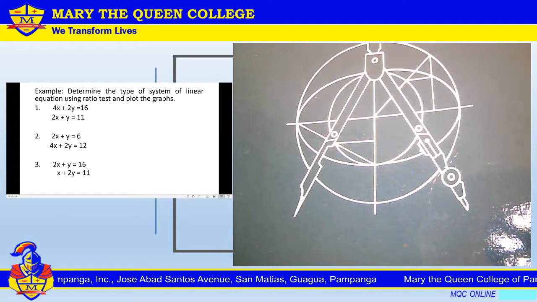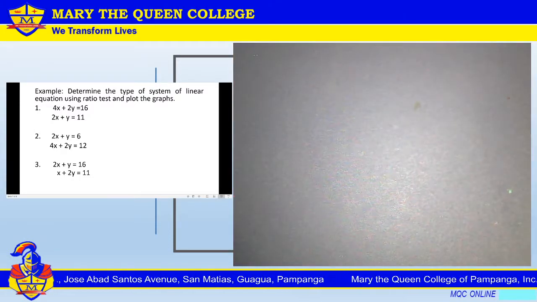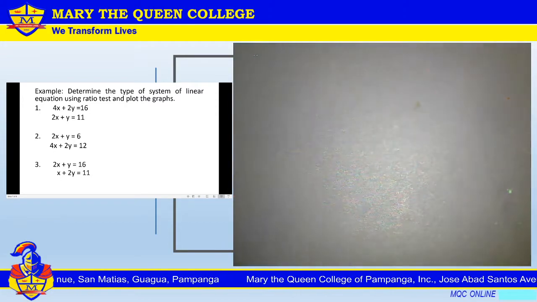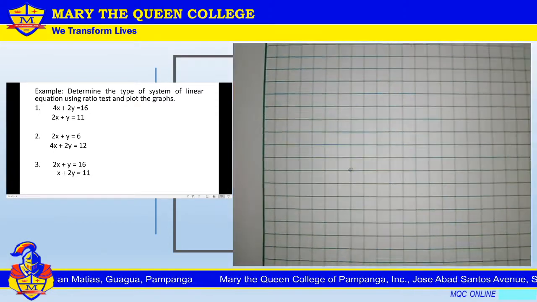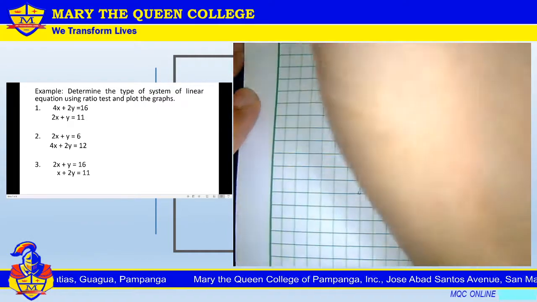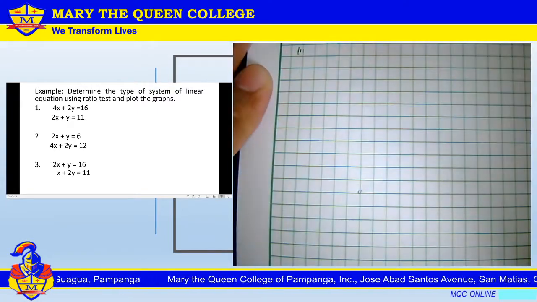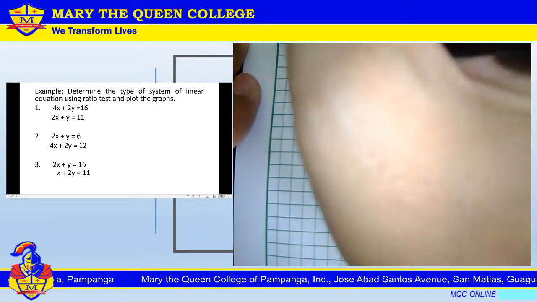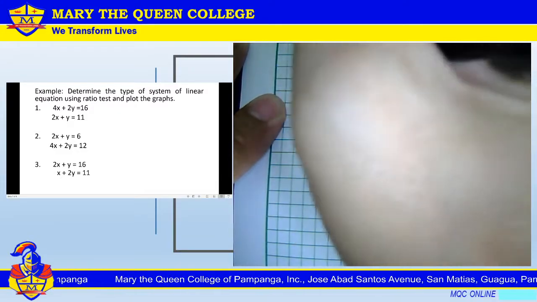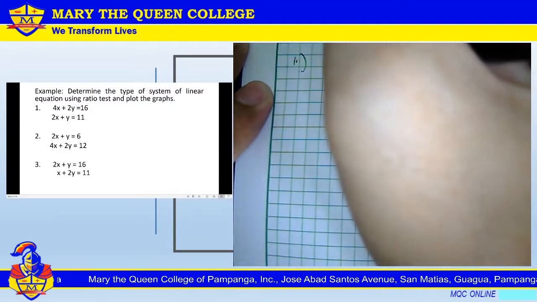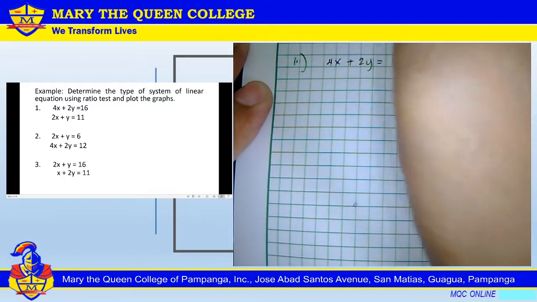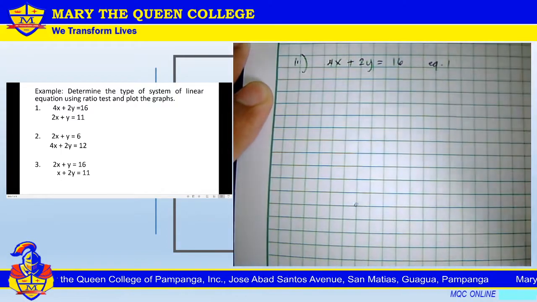We have three sets of examples here. We'll try to determine the type of system of equations using the ratio test and plot the graphs. For example, in number 1, we have 4x plus 2y equals 16. This is our equation 1.